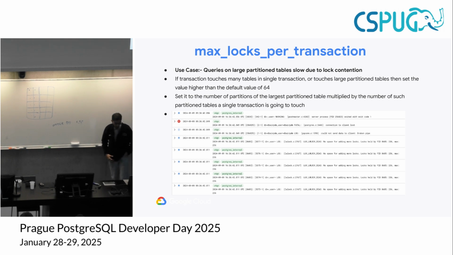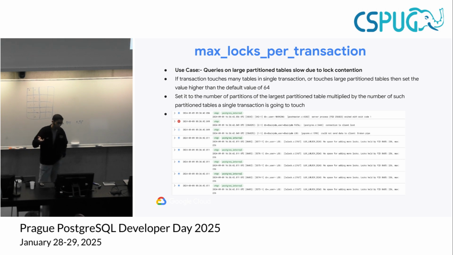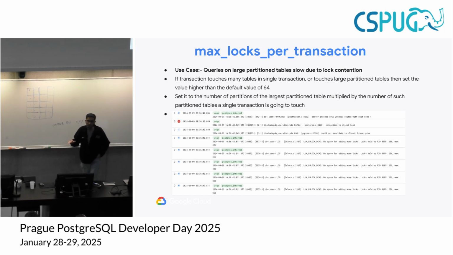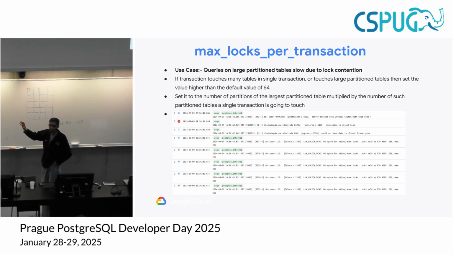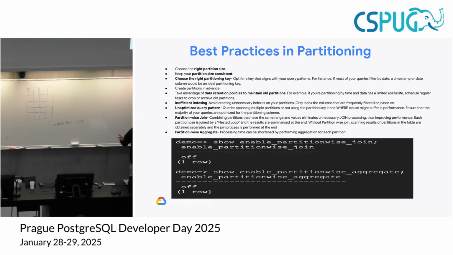Coming into max locks per transaction, like I said, the default value is 64. Sometimes when you are querying a lot of tables and a lot of partition tables, which is the case, suppose you are partitioning your data, and sometimes you want to run analytic queries on your transactional databases, selecting from the partition table. If it is set by default to 64, you will see the errors that no space for adding more locks held by the PID. Everything is fine, the execution plan is fine, the statistics is fine, but you are seeing query latency because you are joining more than 64 tables or table partitions and you cannot acquire more locks actually.